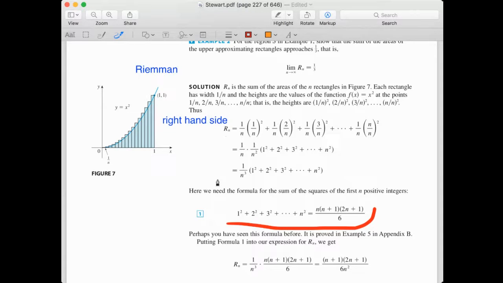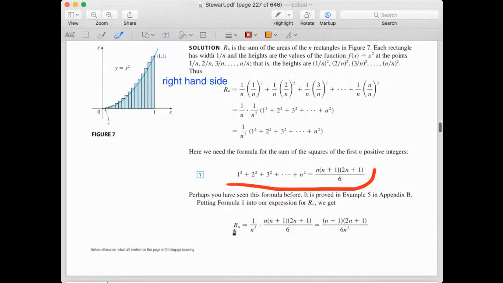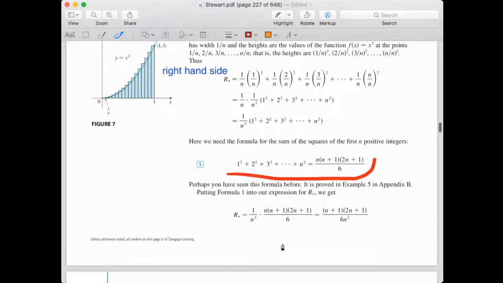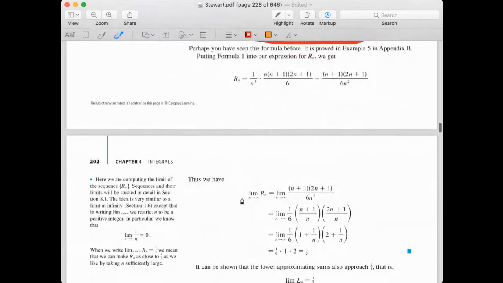So let's substitute this. Rn, cut into n pieces, in the end gives n plus 1 times 2n plus 1 divided by 6n squared. Now we want to take a limit of this and let n run to infinity. This is a function of n, so Rn is a function of n, and we can take a limit as n runs to infinity.